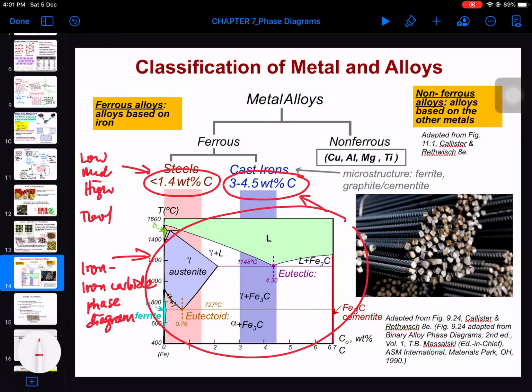I guess that's the end of part 1, with a very brief introduction on metals and metal alloys. I'll continue my lecture with the second part, when we are going to look at the phase diagram.